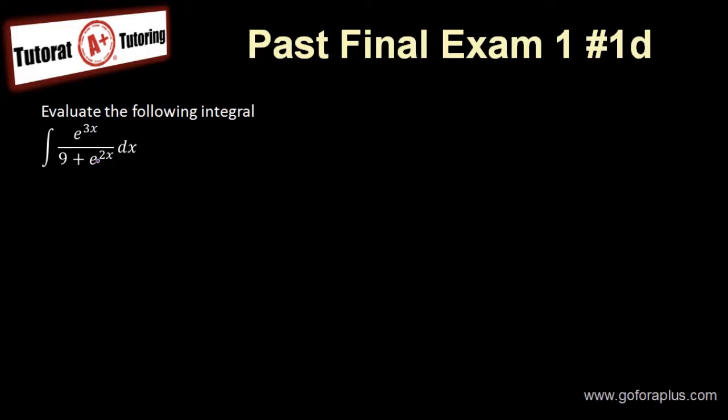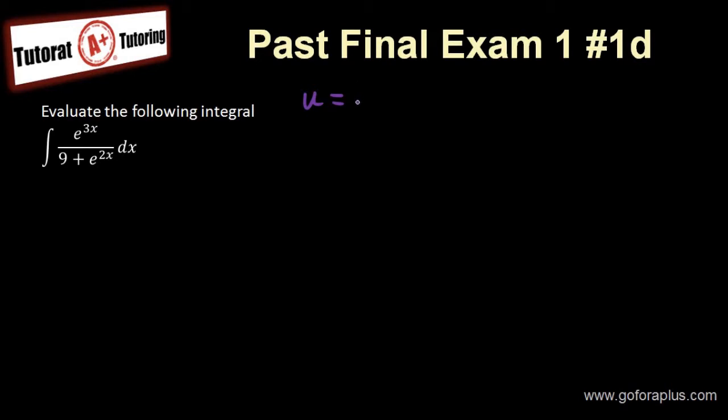Now if my u is the whole thing at the bottom, my du is going to be 2e to the x, or 2e to the 2x dx. But on top I have e to the 3x dx. So maybe I should just make it simpler. If u equals e to the x, then this is u squared and this is u cubed. That makes much better, right? That looks much easier to do.